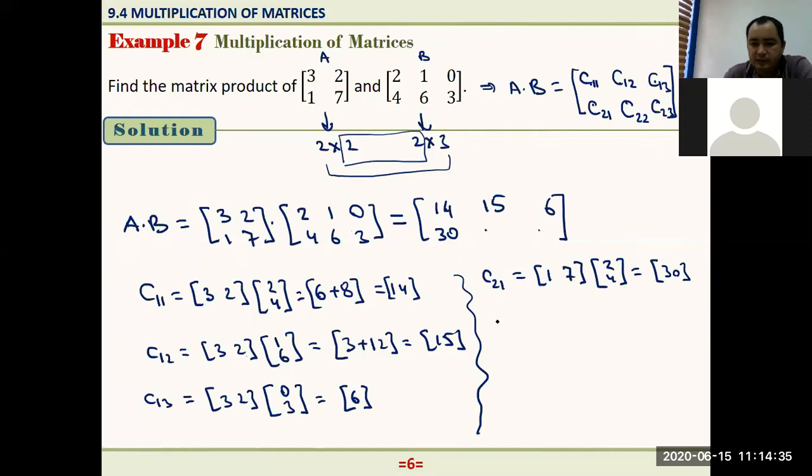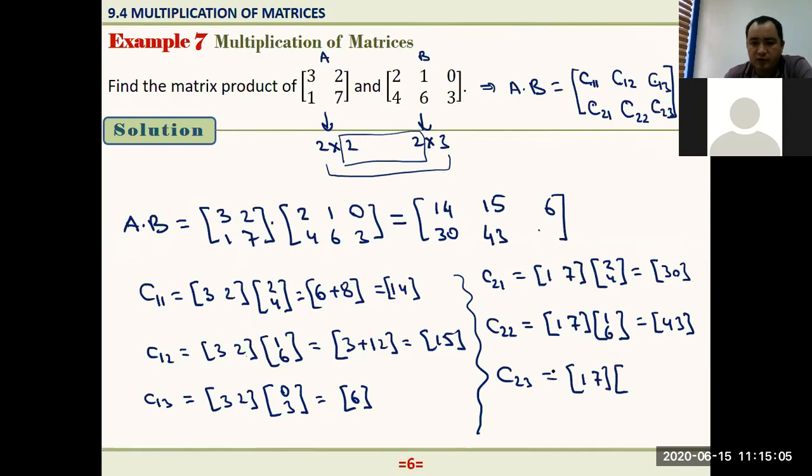Okay, and C sub 2, 2. That means the second row, it is 1, 7. And the second column is 1, 6. 1 times 1, 1. 7 times 6, 42. So that is 43. So this guy is 43. And the last one is C sub 2, 3. That is second row, 1, 7. And here we have third column, 0, 3, which is equal to 1 times 0, 0, 7 times 3, 21, which is equal to 21.